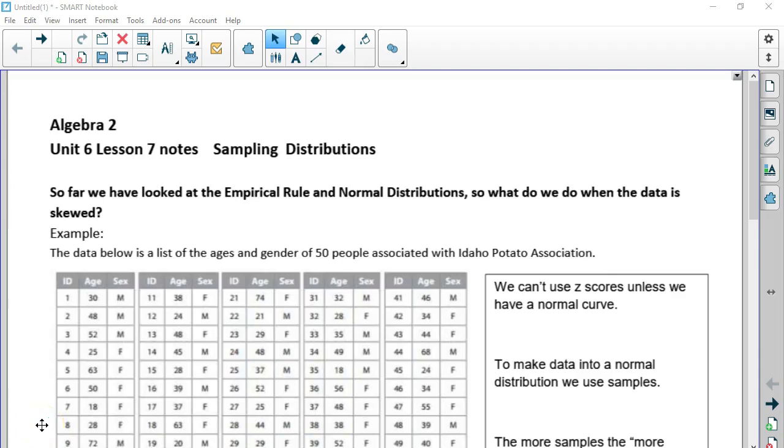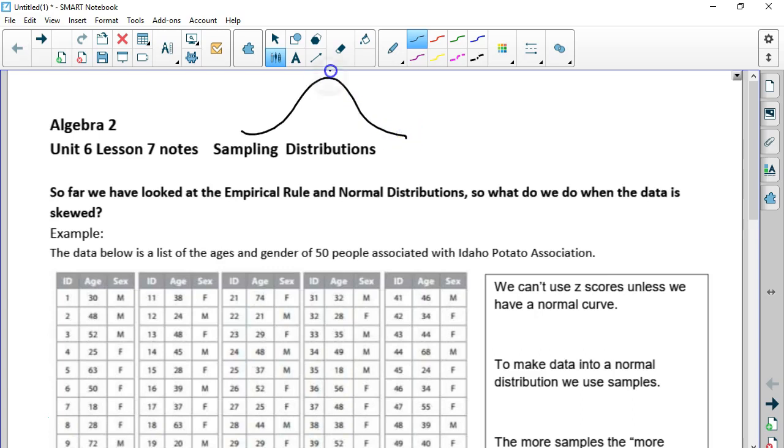Between distributions. So far we've looked at the empirical rule and normal distributions. So what do we do when the data is skewed? Now remember, when we're talking about skewed data, let's talk about first off, here's normal. That's pretty much when you cut it right down the middle and fold it in half and it would be equal.